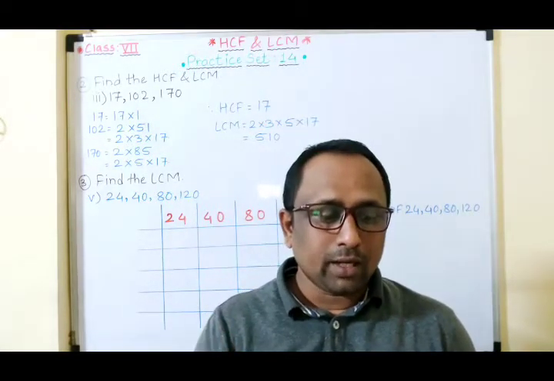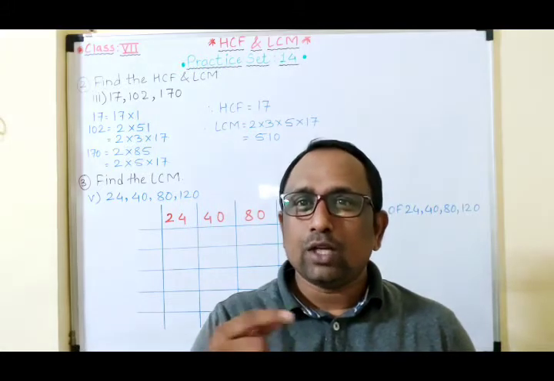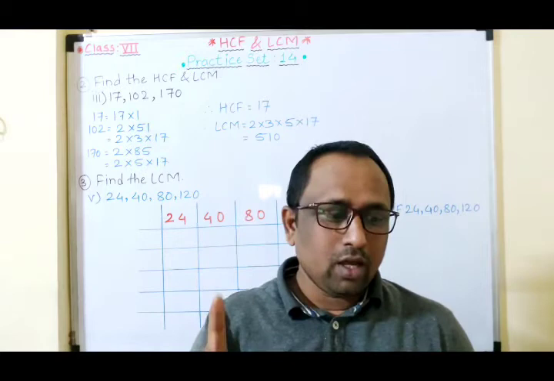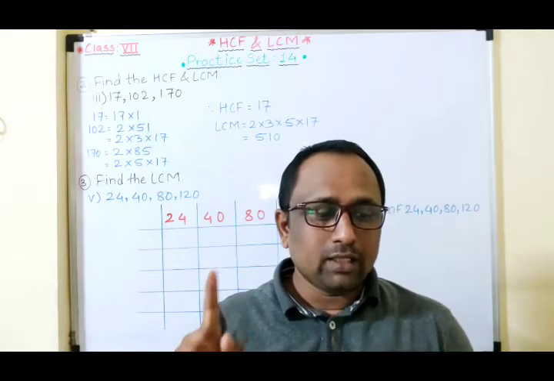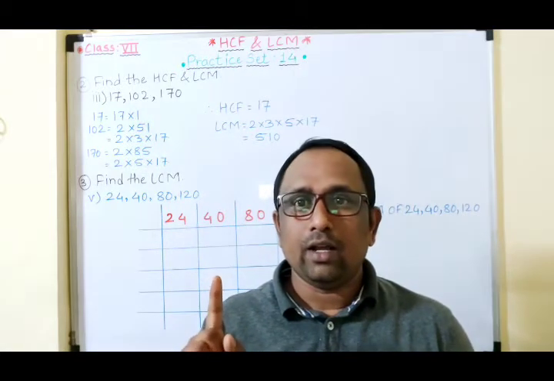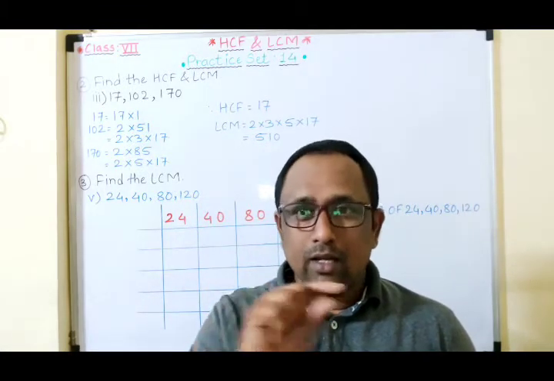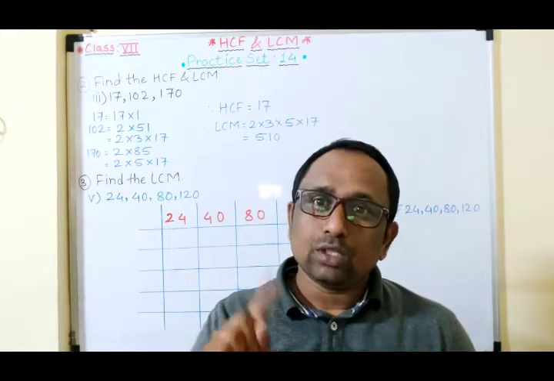So students, this is an objective type of question, but still you have to solve. Find out the HCF of 120 and 150. You have to solve the example and then fill in the blanks. Same for the second question also.